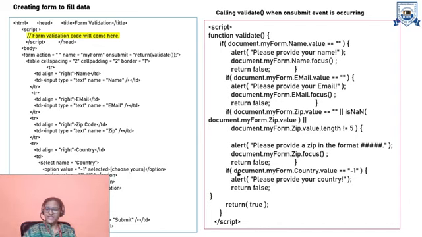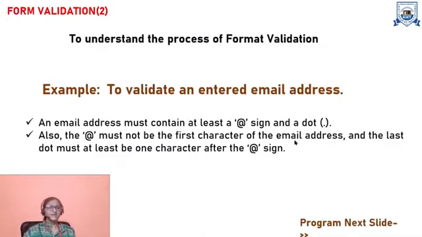So this way we can check if document.myform.country.value is equal to -1, which means you haven't selected anything yet. It will give an alert, please provide your country, and return false. And if all is okay, there is no issue, only in that case it will return true, which means your form will finally be submitted. So this is the complete JavaScript code which will be combined with this form.